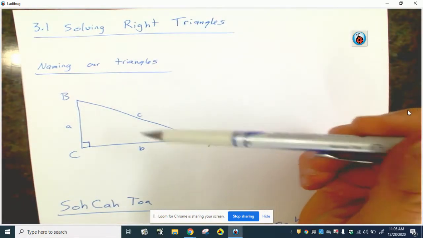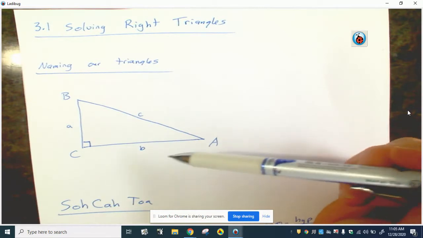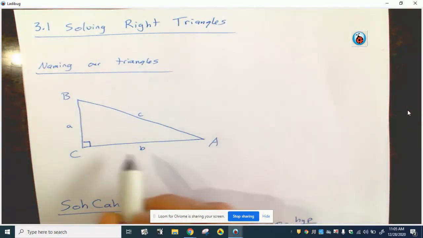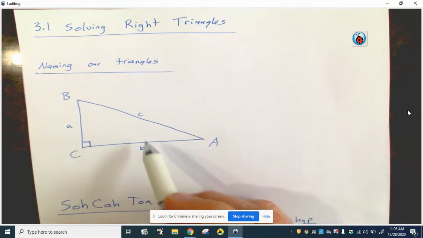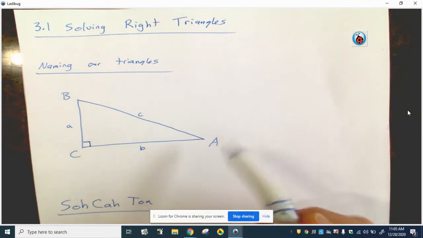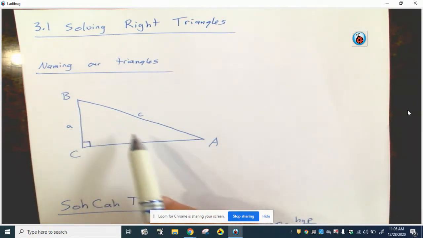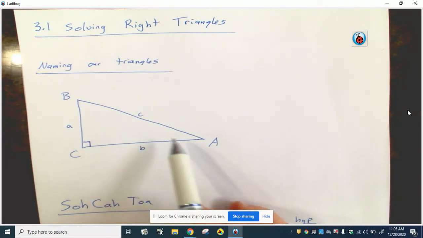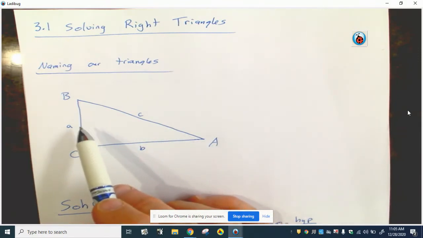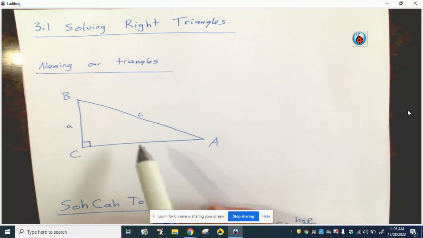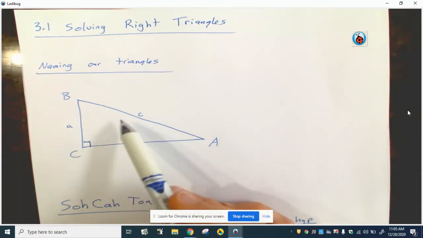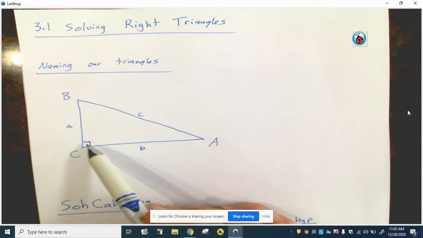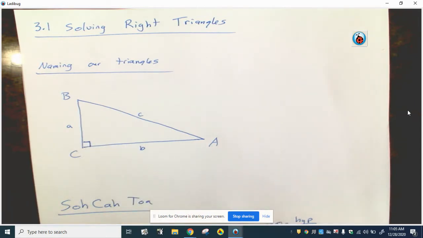For consistency's sake, we're always going to name our triangles triangle ABC. Notice we're using capital letters for the angle measurements and lowercase letters for the sides. We're always going to name angle A and side a, with side a always opposite of angle A. Likewise, angle B, side b is going to be opposite of that. Angle C is our right angle, so side c is going to be our hypotenuse. For the sake of this chapter, we're always going to keep C as our right angle.